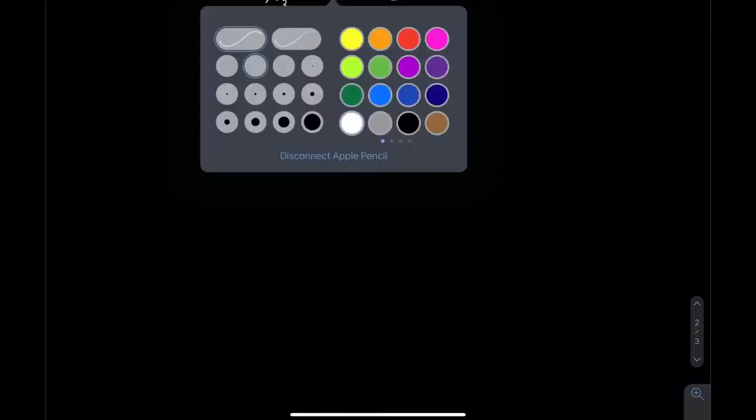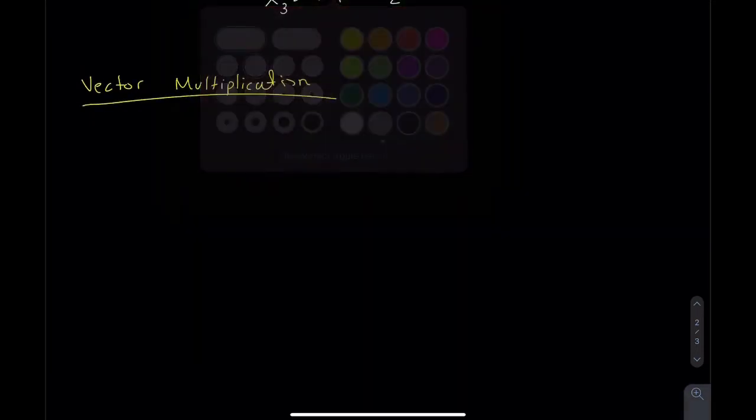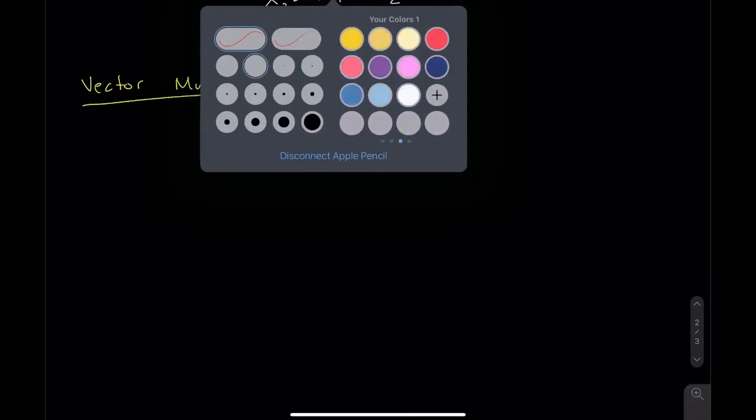Now let's talk about vector multiplication. So there's two ways we can do vector multiplication. You might have heard of these. They're quite well known, and their name does tend to get thrown around sometimes.